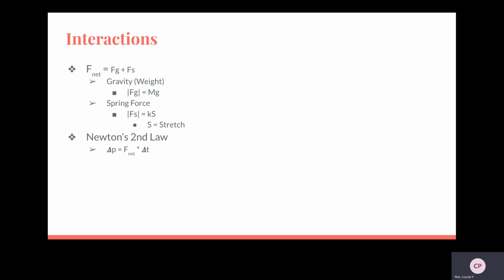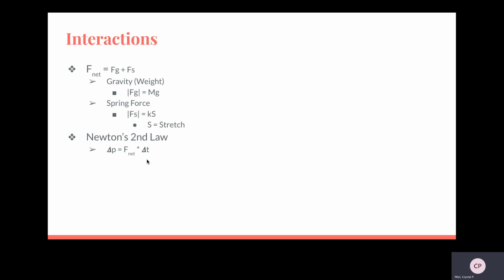So in the video, we have a spring and a mass, with the only forces working on the system being gravity and the spring. As you can see, gravity equals mass times the gravity constant. And then for the spring force, we have K, the spring constant, times the stretch. After adding the two forces together, we can apply Newton's second law: change in momentum equals net force times change in time.